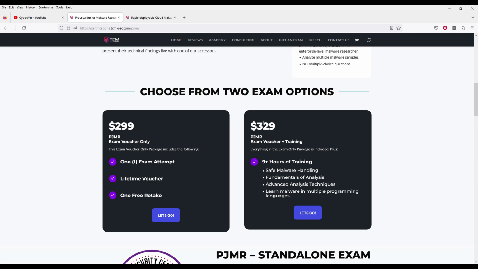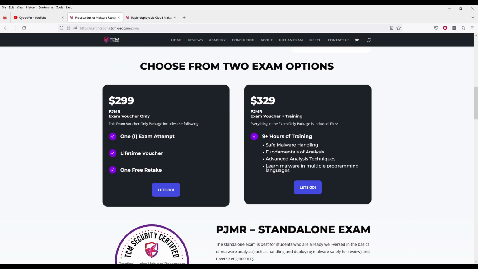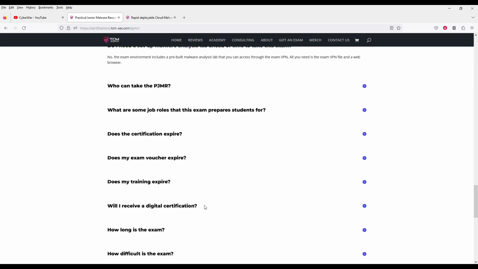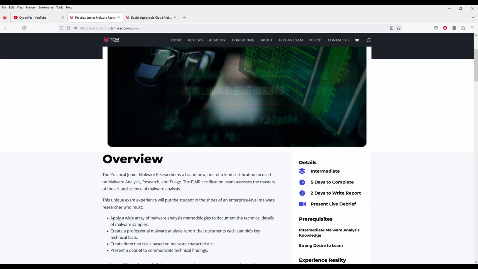Basically, the training is like $30 and the exam is $300. You could even take only the training, but I think the exam is valuable also, because it's as real world as it gets. Like when you do the malware analysis, there's nobody breathing down your neck. You get to consult sources, you get to Google whatever. So this is very similar.